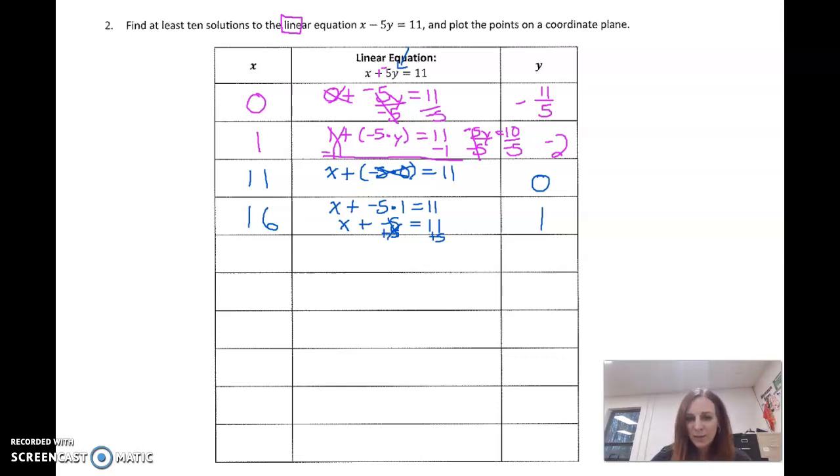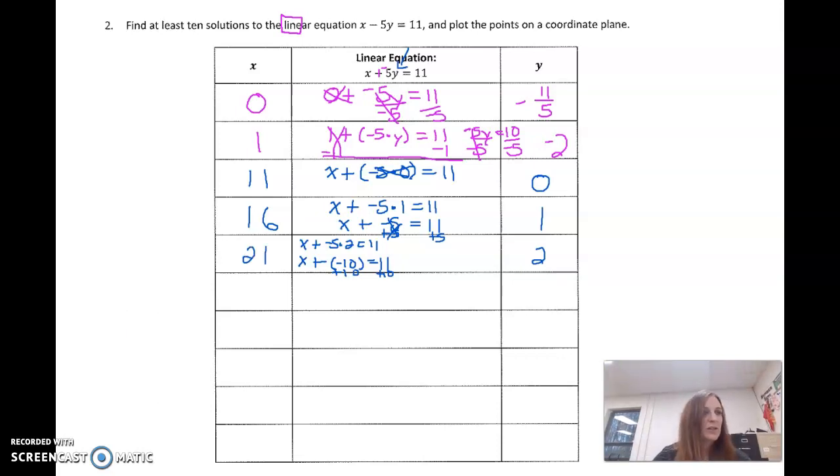Okay, let's say I put a 2 in here. I know there's not a lot of room, guys. I'm sorry. x plus negative 5 times 2 equals 11. Well, that ends up being x plus negative 10 equals 11. And if I add 10 to both sides, and I'm squeezing it in, I'm sorry, that's 11 plus 10 there. That ends up being 21.